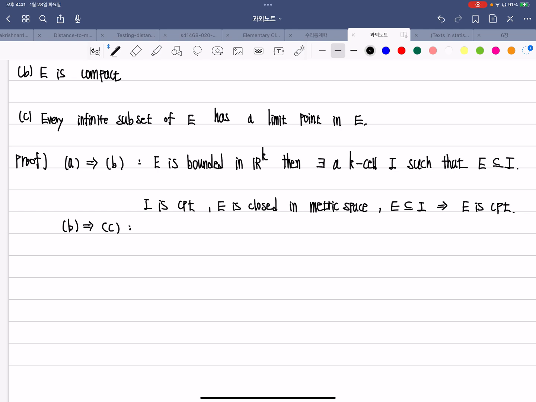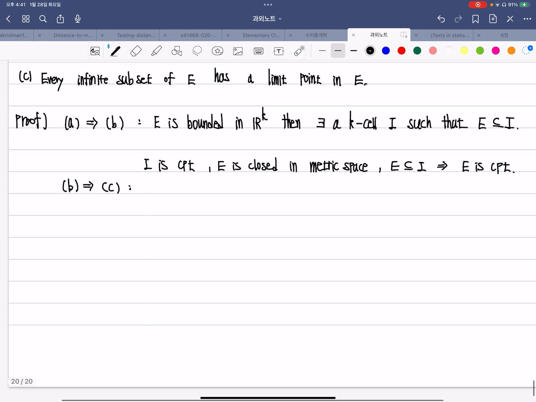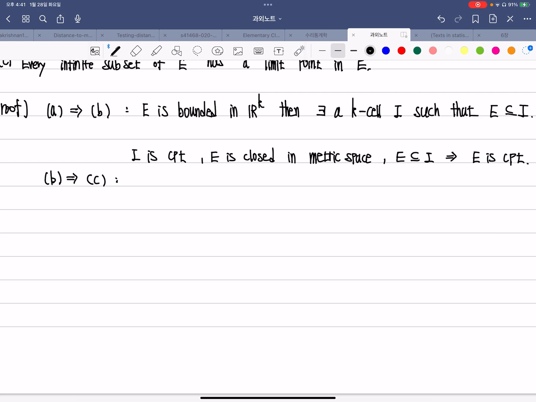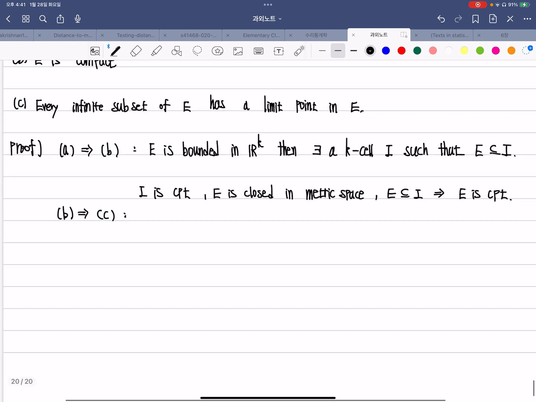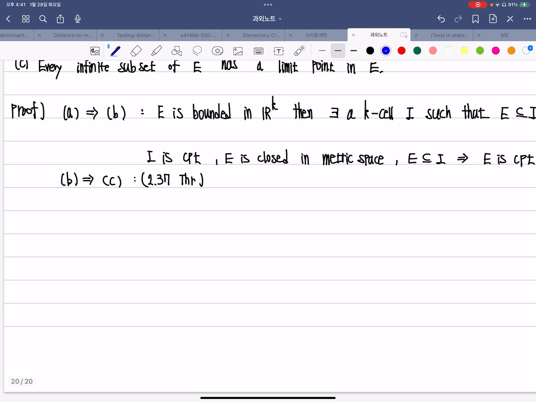Let's see from B to C. This statement is followed by 2.37. So let me prove this theorem right now.